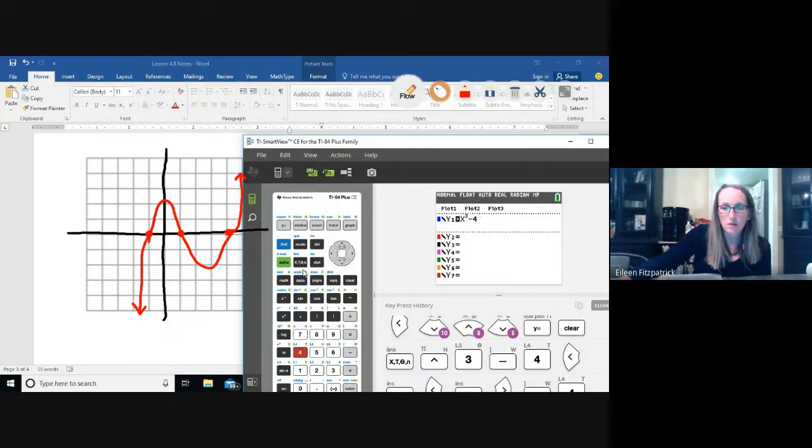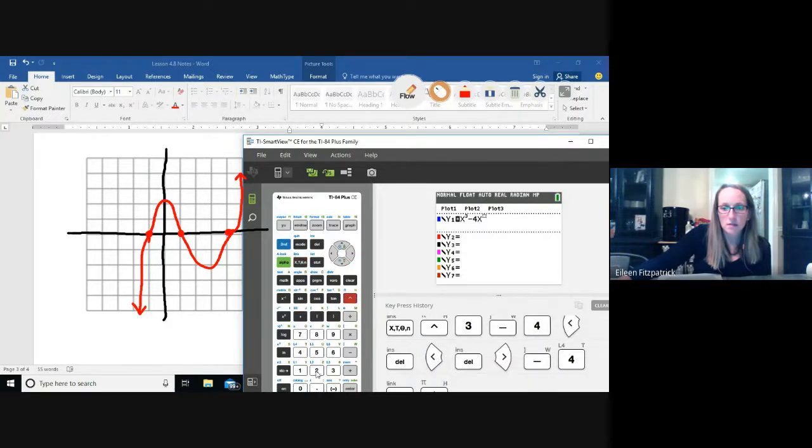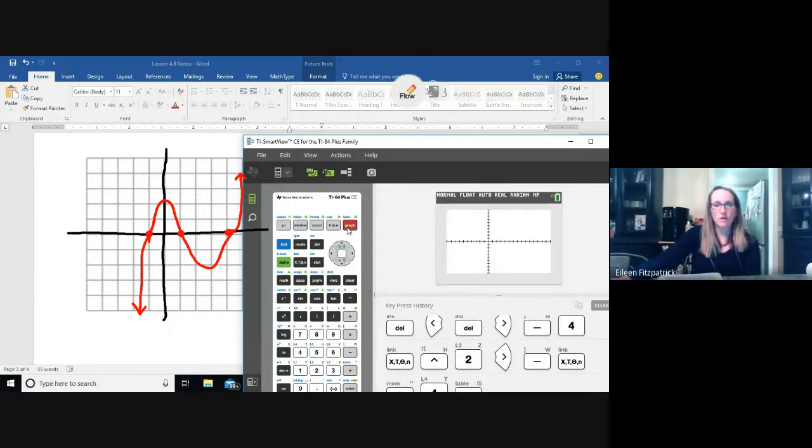Minus 4x squared minus x plus 4. All right, so I'm going to graph it. Looks similar to what I had. Now, in the last problem, I didn't show you this, but I'll show you this real fast.